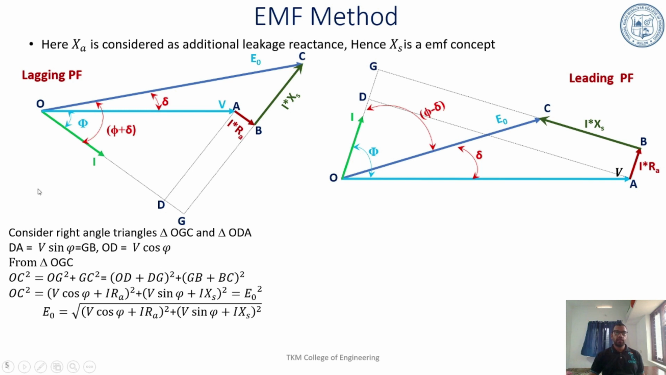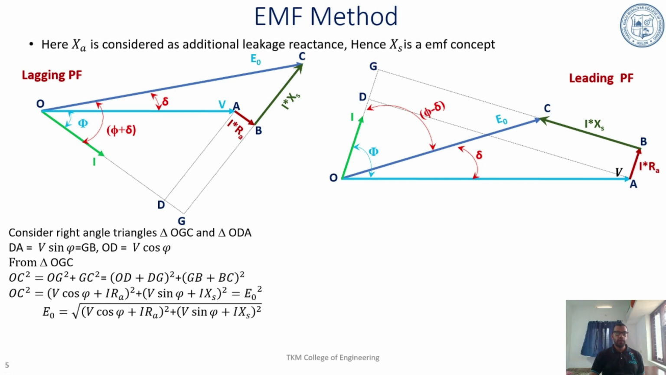So from this phasor diagram, we can also find out phi plus delta. Phi plus delta is equal to tan inverse GC by OG. That is, phi plus delta is equal to tan inverse of (V sin phi plus I into XS) all divided by (V cos phi plus I into RA).